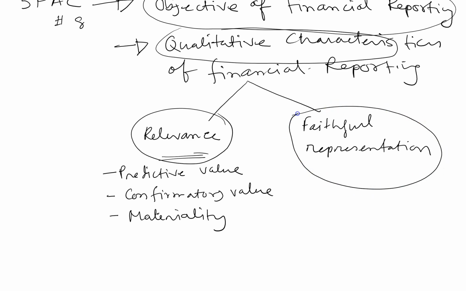Now, if you focus on the faithful representation part, of course, faithful, the term itself means that the information must be reliable and must be useful, and to judge the faithfulness of this information you have to consider few other aspects. That means the information must be complete, the information should be neutral, and last but not least, the information should be free from error. So we can call a piece of information faithful if you can ensure that the information is complete, the information is not biased, or the information has no intentional errors.